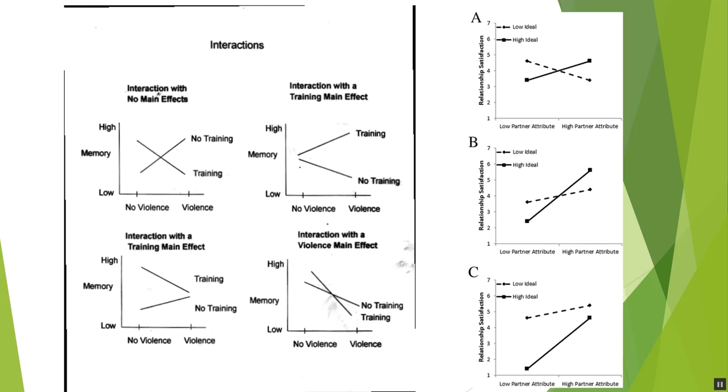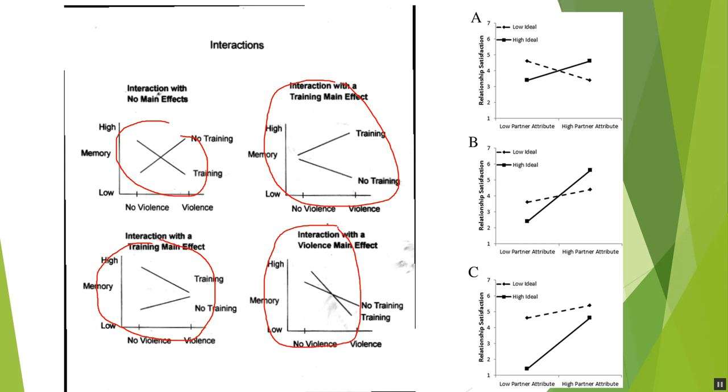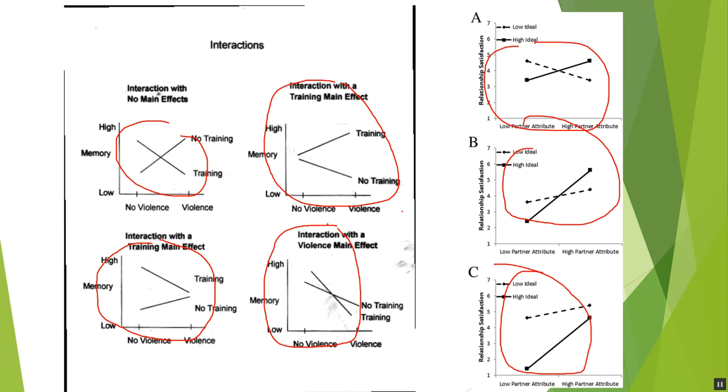And so we could take a look at several examples here. Are these lines parallel? No. And so what we have here is an interaction. Are these lines parallel? No, so we have an interaction. Are these lines parallel? No, so we have an interaction. Likewise here, these lines are not parallel, so we have an interaction. And we can see that in some cases, the direction is changing.